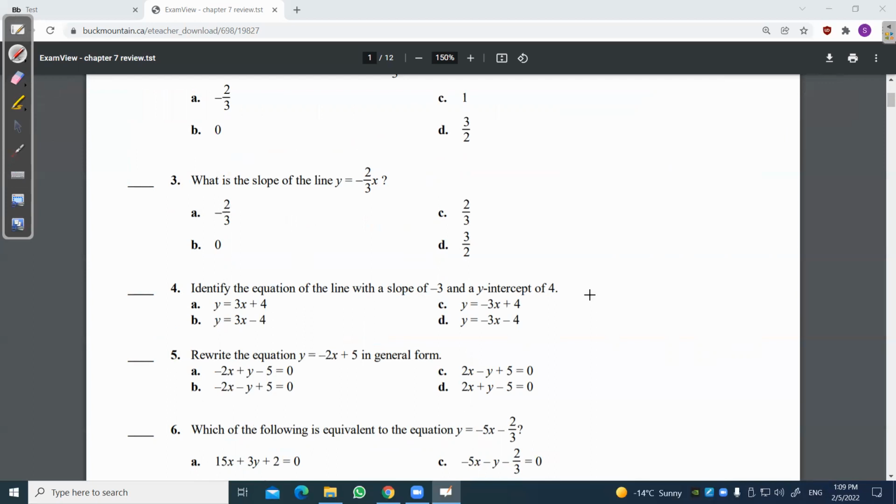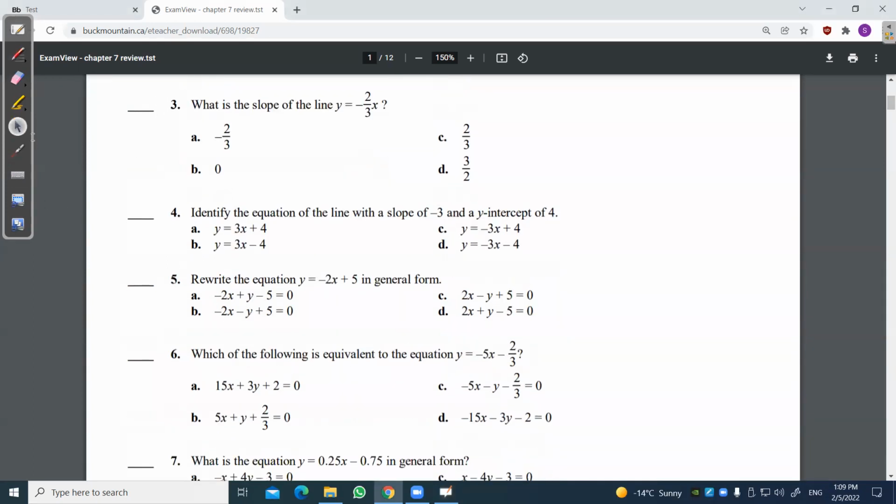It's C. That is correct. Number 5, rewrite this in general form. So what do they mean by that? They want everything to be on the same side of the equation.